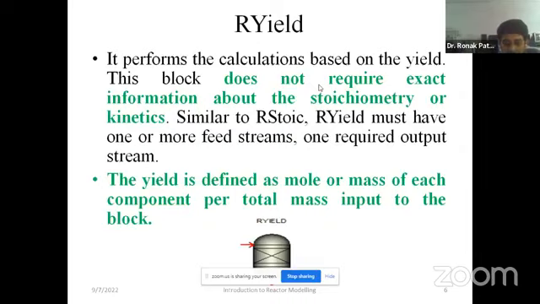Basically, RStoic and RYield are the reactor modules where it will not check the thermodynamic feasibility. For example, if we take water splitting, H2O will give H2 plus half O2. That is not possible at room temperature and pressure conditions. But if we feed that particular stoichiometry to an RYield or RStoic reactor, in that case also it will give us the result depending upon our inputs. So it will not check the feasibility of a reaction.